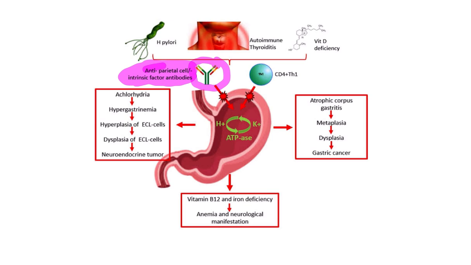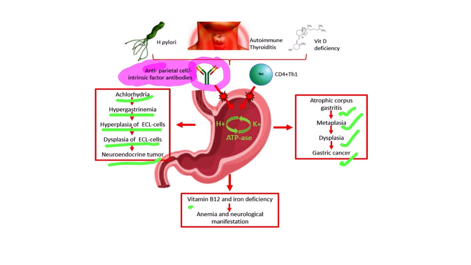So when there is anti-parietal cell antibody or anti-intrinsic factor antibody, what happens? The parietal cell cannot secrete intrinsic factor and cannot secrete hydrochloric acid. For this, there is development of achlorhydria, that means absence of hydrochloric acid, and there is hypergastrinemia and hyperplasia of the ECL cells, dysplasia of the ECL cell, and neuroendocrine tumor may develop. On the other hand, in atrophic gastritis there is metaplasia, dysplasia, finally gastric cancer. So neuroendocrine tumor and gastric cancer develop.